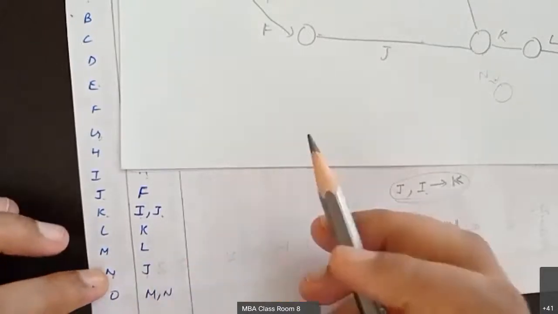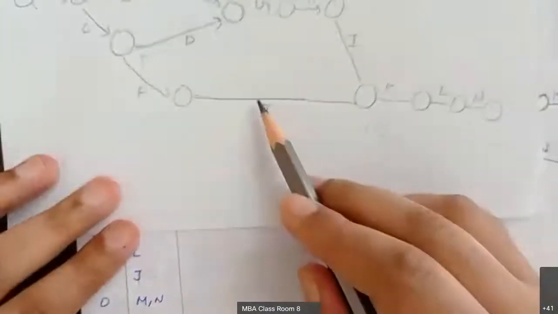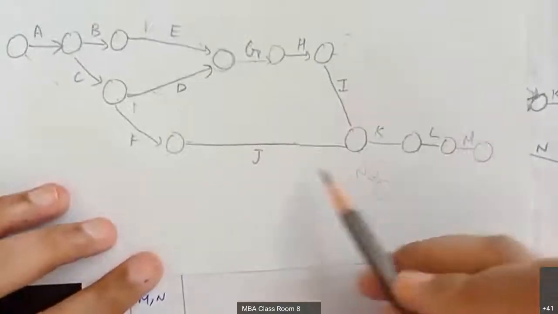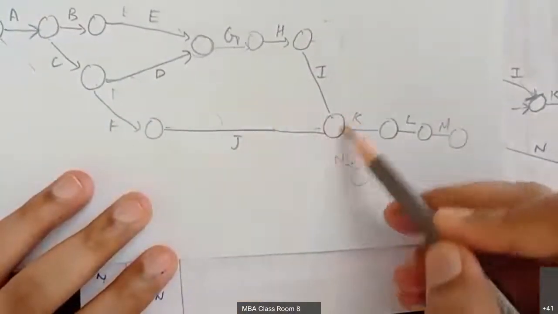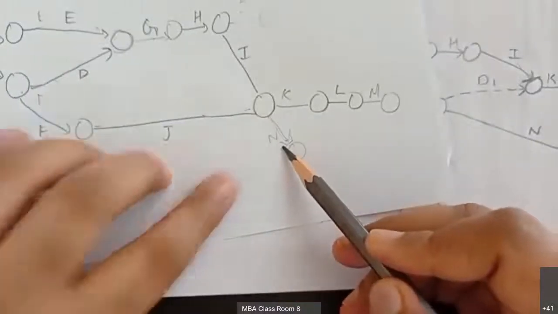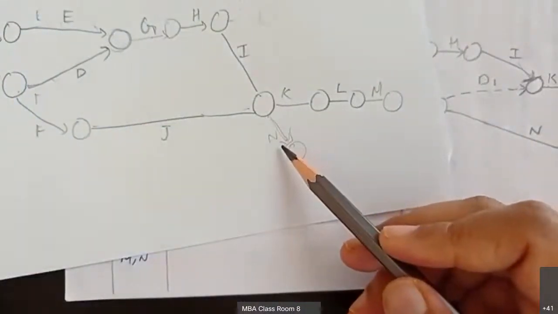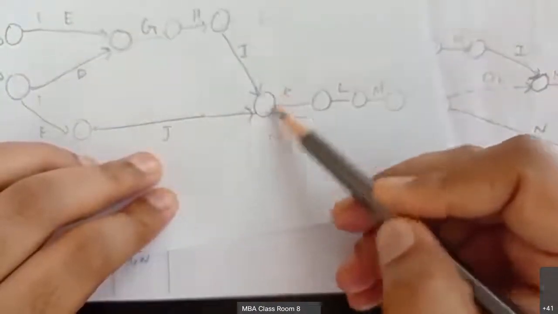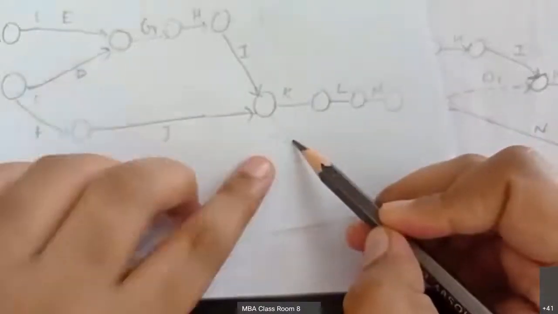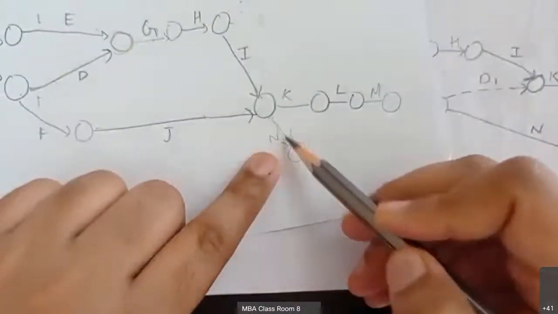Dummy issue. Are you getting the feeling of introducing a dummy here? Okay, but according to previous tables, J and I join K. Okay, but later J is in the N. Okay, to draw N from J, what happens? Can I introduce a node like this? What does it mean? J and I are joining at this common node. If N is drawn from there, it will be wrong. I need only J to come to N.